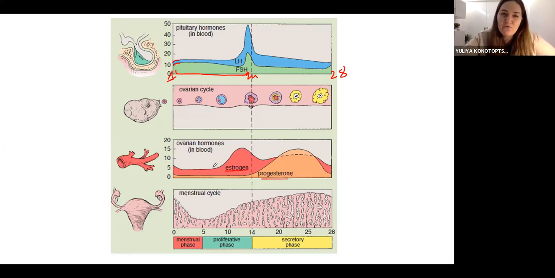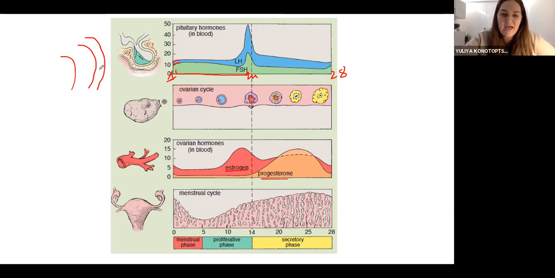Could you remind me, how do we make estrogen? The granulosa cell. So let's do the whole process. In the follicles that we see here, we have the granulosa cells like that, and on the top, we have the theca interna cells. Can we do the whole process?